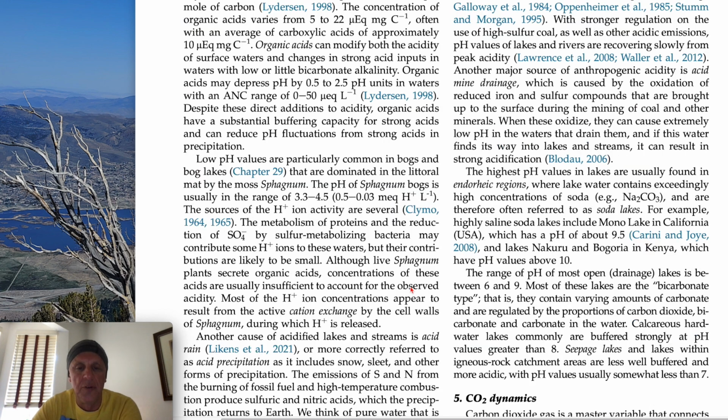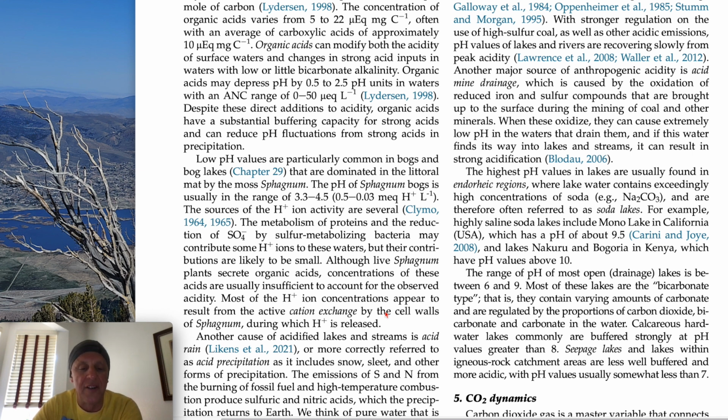Low pH values are particularly common in bogs and bog lakes that are dominated in the littoral mat by the moss sphagnum. The pH of sphagnum bogs is usually in the range of 3.3 to 4.5, or 500 to 30 microequivalents of H+ per liter. The sources of the H+ ion activity are several. The metabolism of proteins and the reduction of sulfate by sulfur metabolizing bacteria may contribute some H+ ion to these waters, but their contributions are likely to be small.